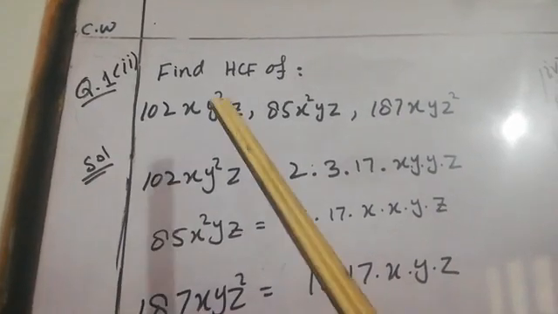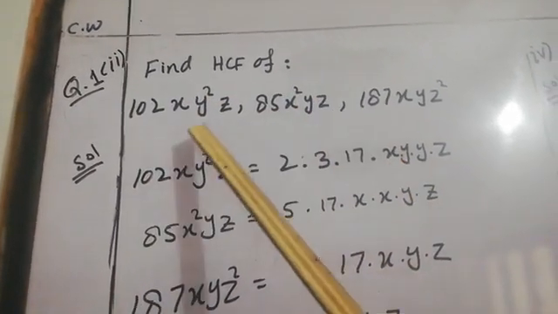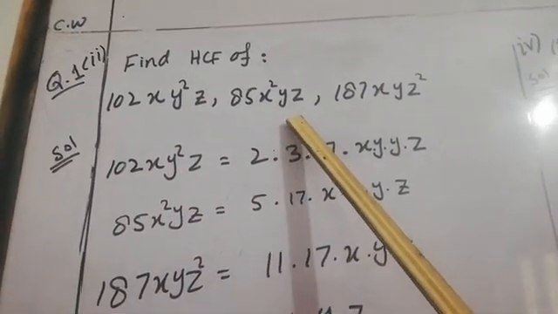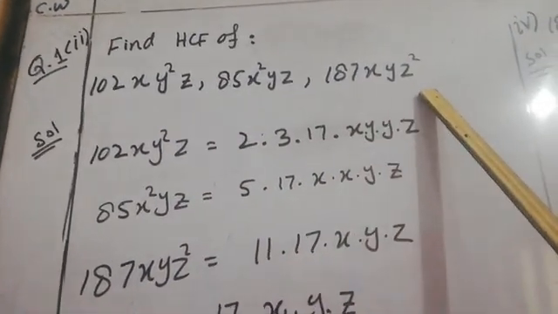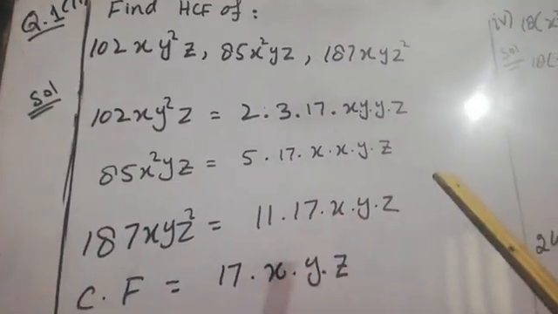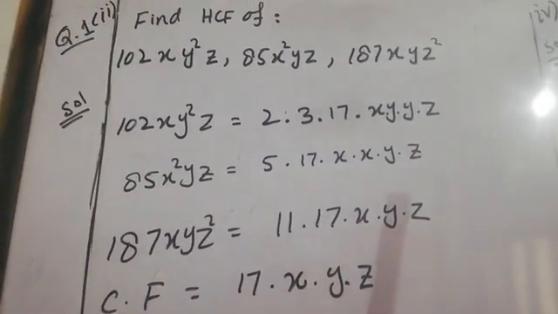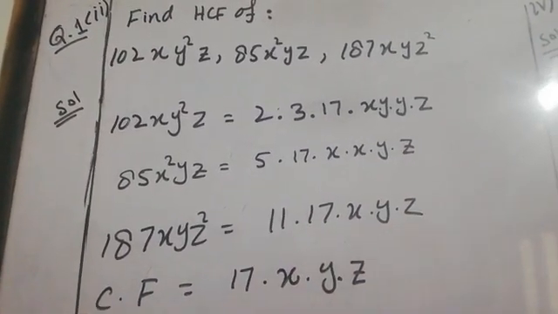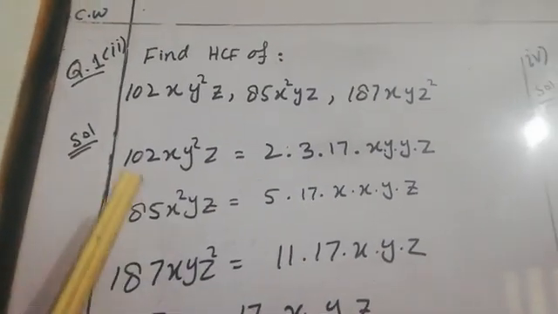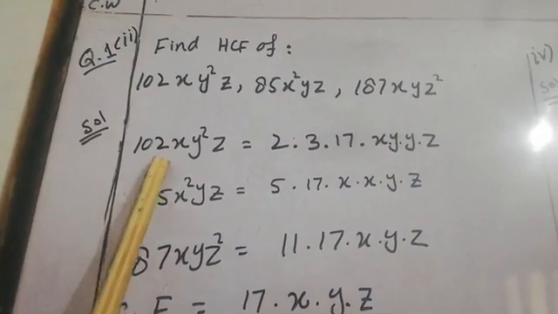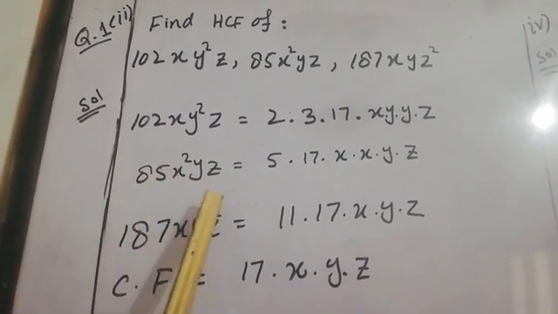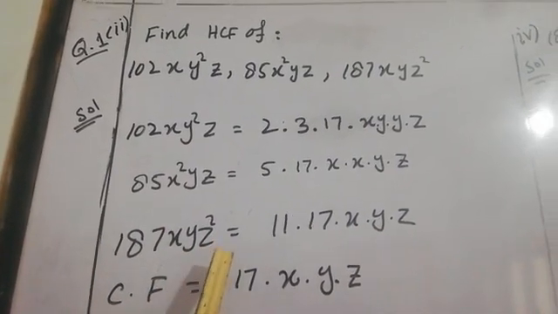Question number 1, part number 2. Find HCF of 102xy², 85x²yz, 187xyz². Dear student, this is very simple and like the HCF and LCM method you have learned in your previous classes. First of all, we will take the prime factorization of 102xy² z and prime factorization of 85x²yz and 187xyz².